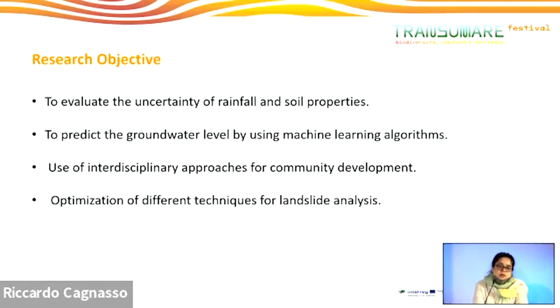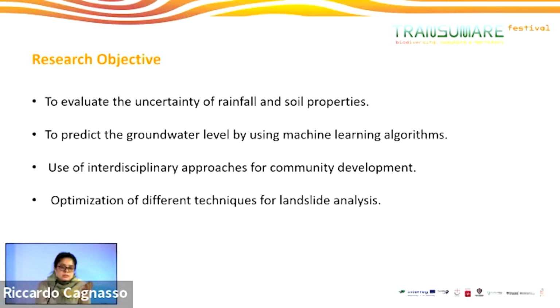So the research objective is to evaluate the uncertainty of the rainfall and the soil properties. Also, to predict the groundwater level by using some machine learning algorithms, because machine learning algorithms are nowadays used more in engineering and in any other field, because they take the historical data, train themselves using that data, and after this can predict the values in the future. And the use of some interdisciplinary approaches for community development, and also the comparison of different techniques: whether data-driven models are more feasible than the physical or mathematical models which are already used.